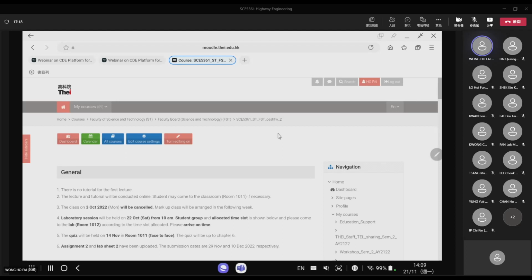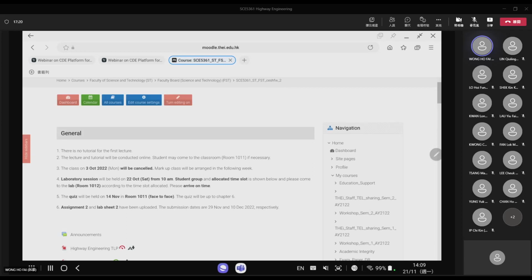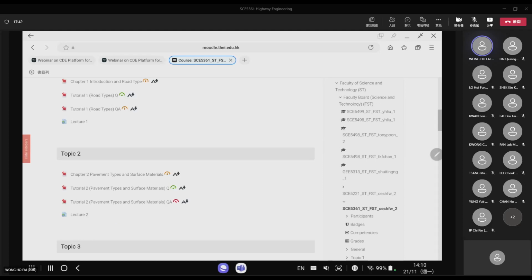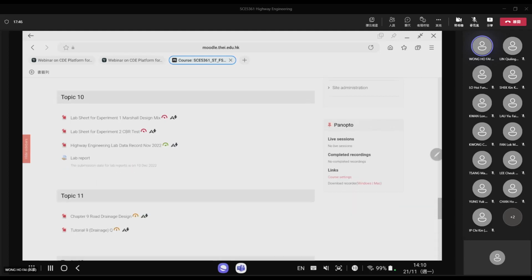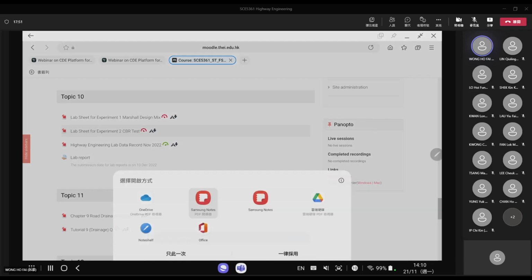Now, if you take a look at the Moodle, I've already put up assignment 2. You can take a look at that, and you should hand it in by the 29th of November, okay? So you still have one more week for that. And I also put lab sheet 2 on the Moodle. Lab sheet 2 is about the CBR test. I will just open the file and you can take a look.